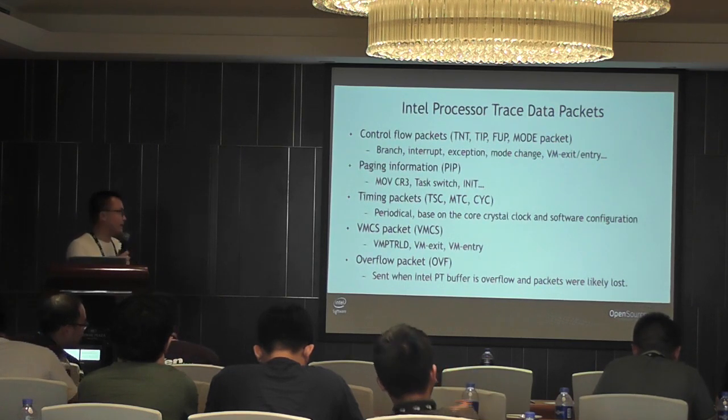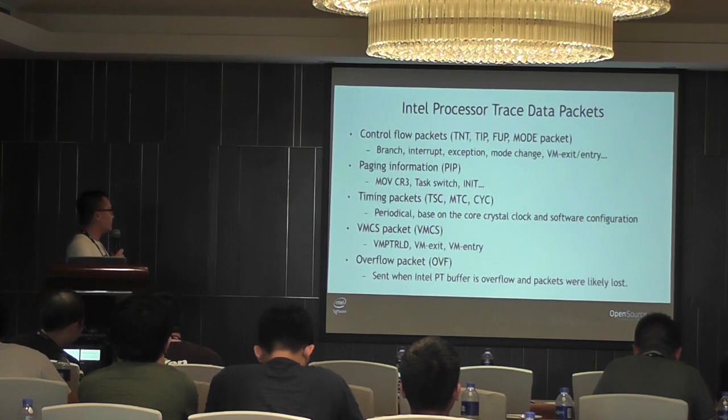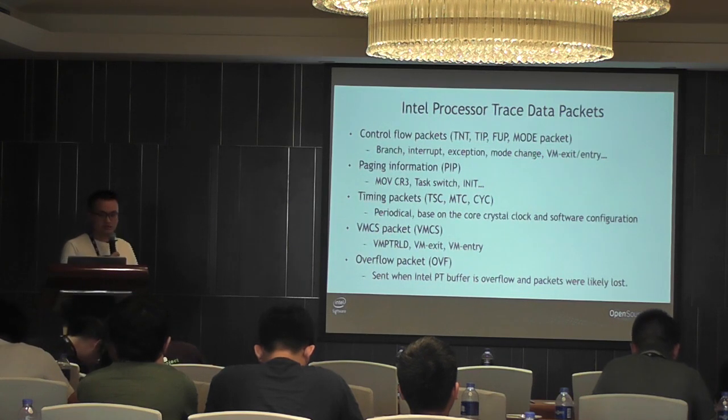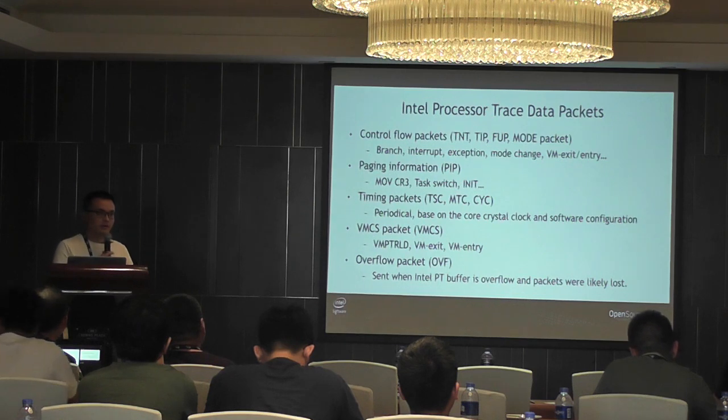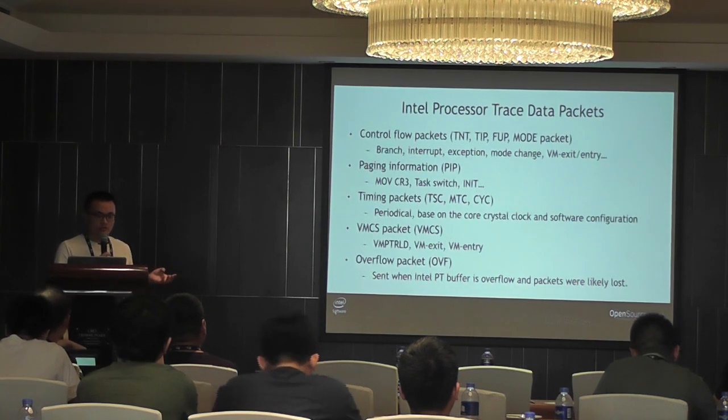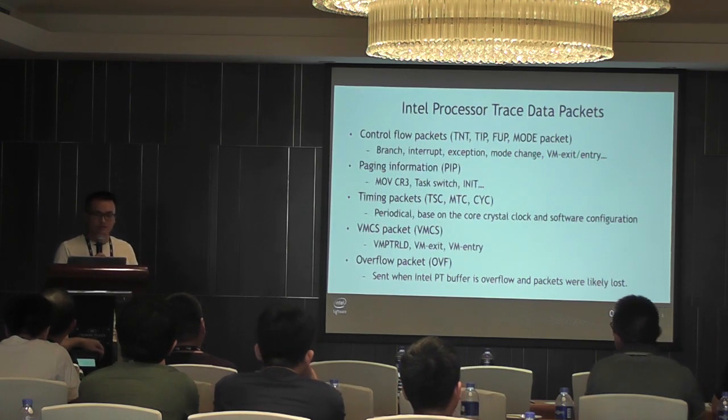There are also some timing packets. These packets are optional and based on the core crystal clock and the software configuration. The next packet is the VMCS packet. This is also configurable, and this packet is used for virtualization. We can use it in system mode to trace the host and guest trace. And with this packet, we can know which part belongs to the guest and which part belongs to the native.